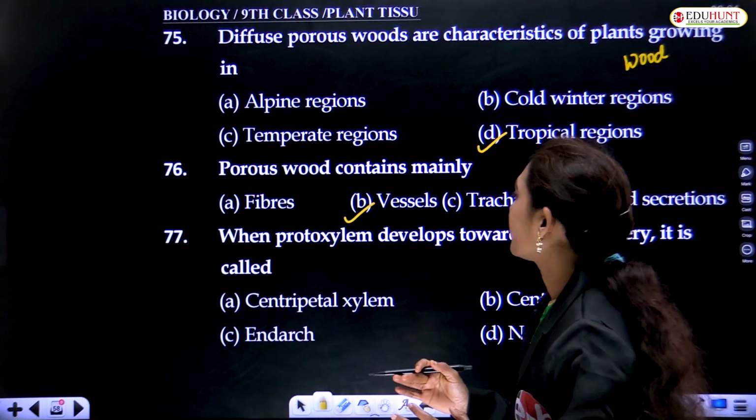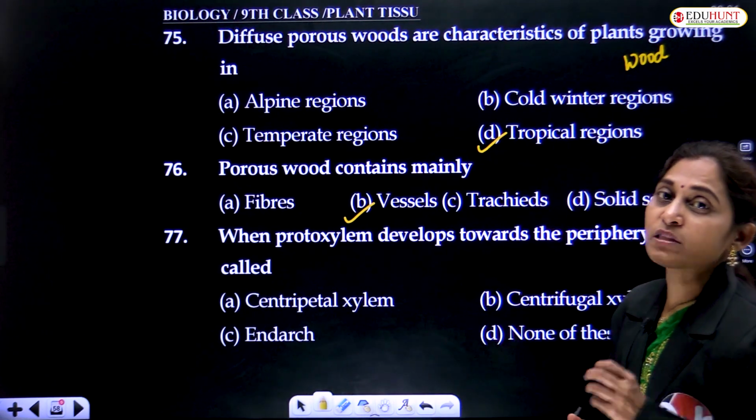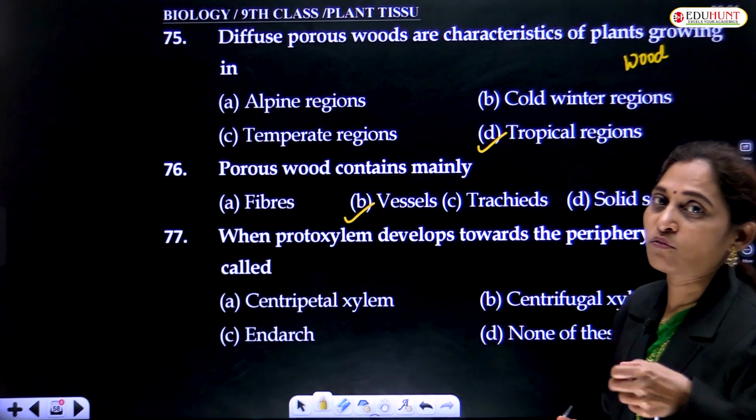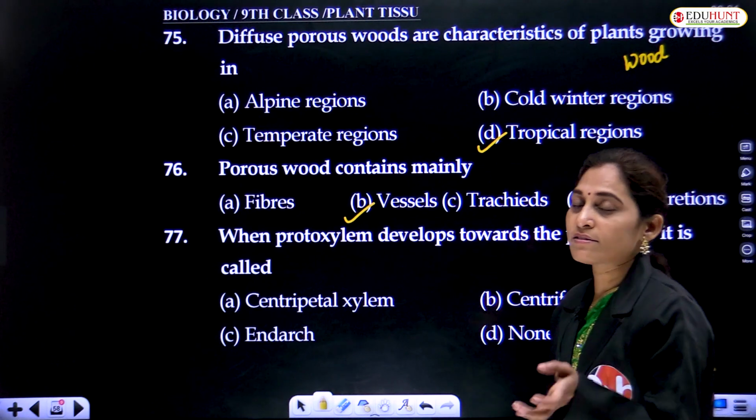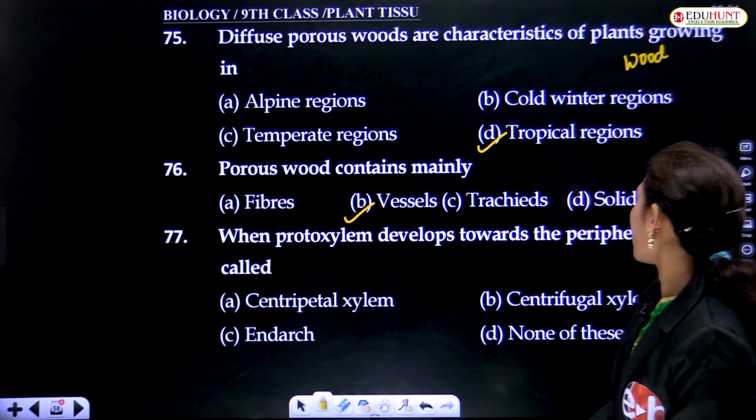Porous wood, with more vessels of wider lumens and more number of vessels in the secondary xylem. So this is the correct answer.